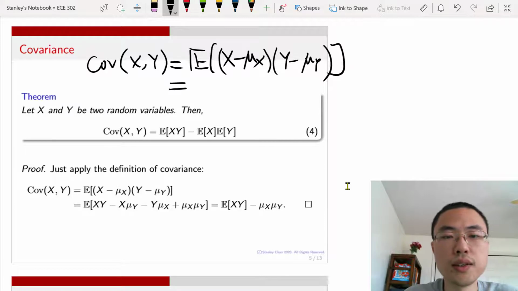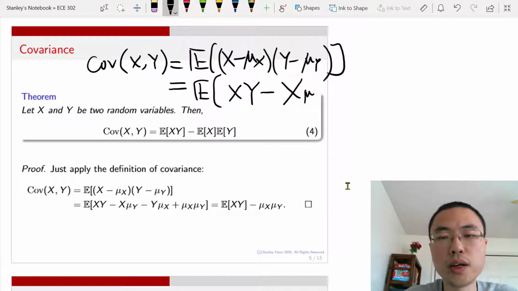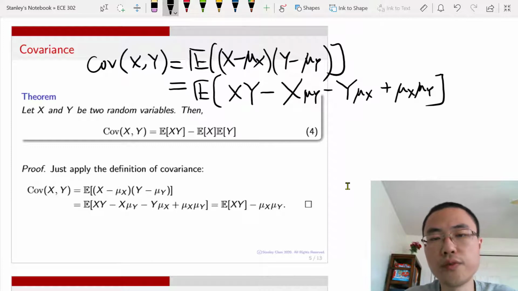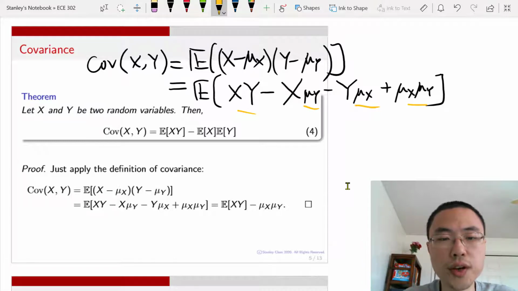And this is the same as the expectation of xy minus x times mu y minus y times mu x, and then plus mu x times mu y. And then you apply expectation to each of these four individual terms, you'll be able to get the final result, which is expectation of xy.